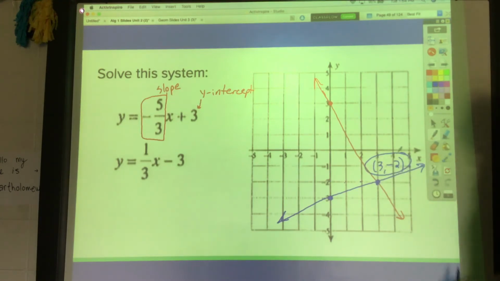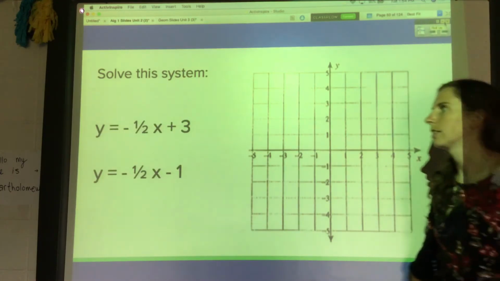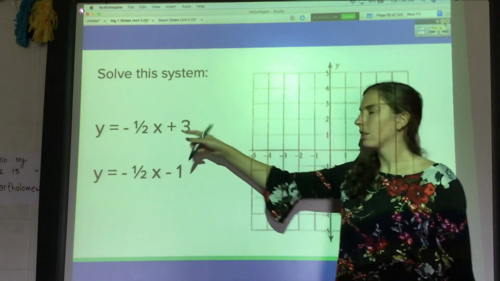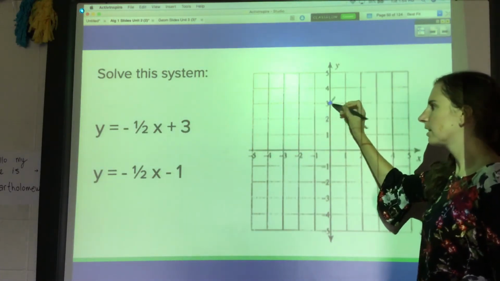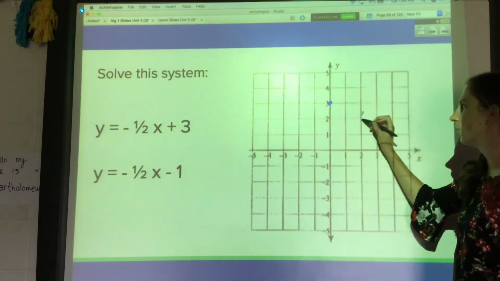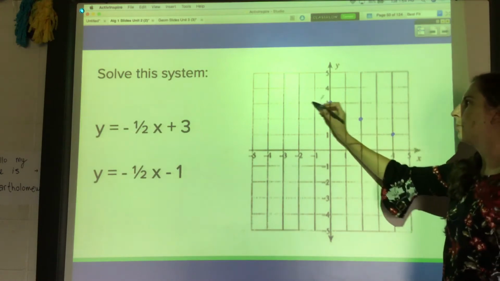Okay. The question now is, actually let's just graph this and see what happens. This one has a y-intercept at 3, and the slope is -1/2. So go down 1 over 2. Down 1 over 2. Or you can even go backwards, back 2, up 1.